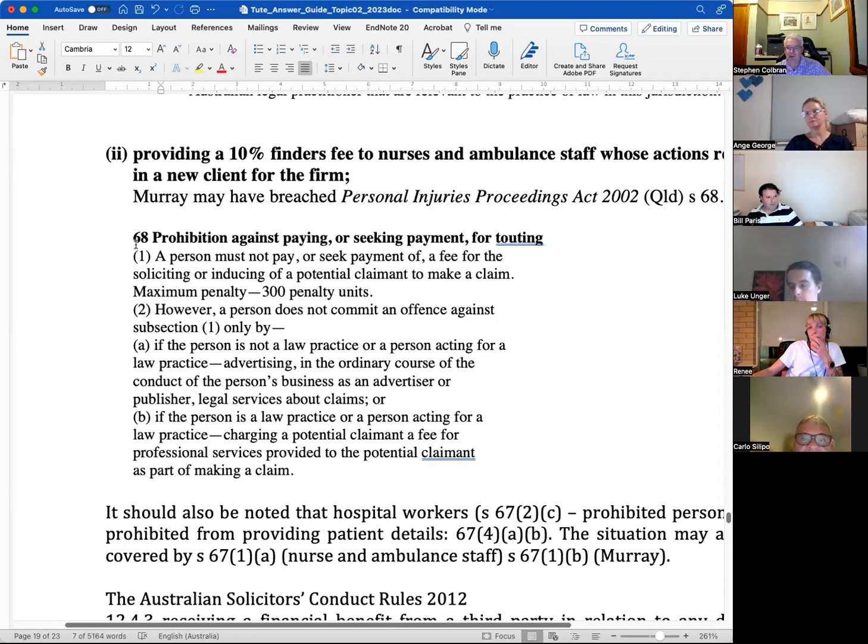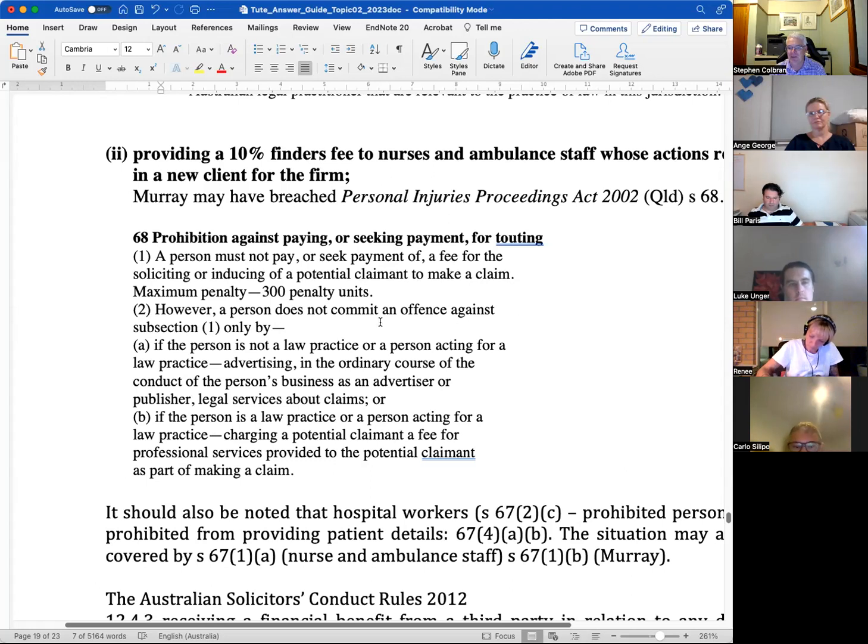So there's section 68. A person must not pay or seek payment of a fee for the soliciting or inducing of a potential claimant to make a claim. So the person must not pay. That would be Murray. They're making the payment, that is the 10% finder's fee. Or seek payment of. So that could potentially be the nurse, if they were attempting to recover this if Murray didn't pay the 10%. That can't happen. So that's a 300 penalty unit fine. So that's clearly caught.